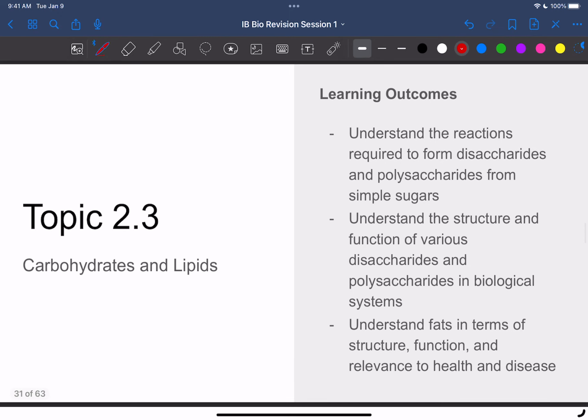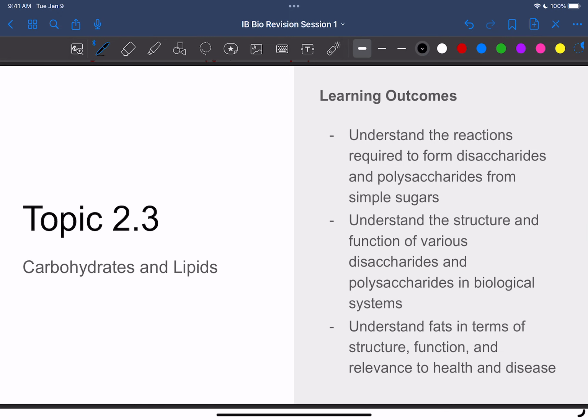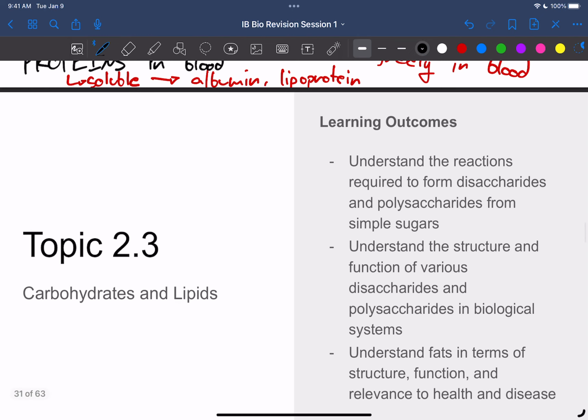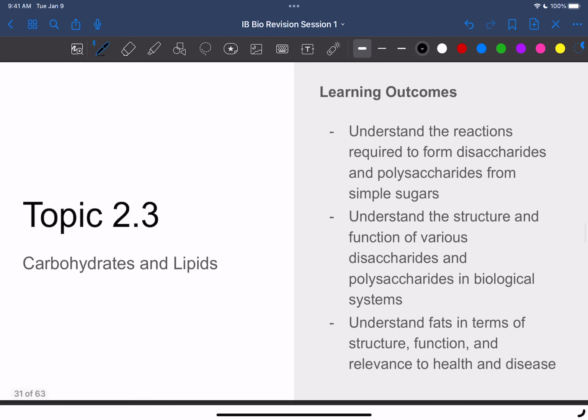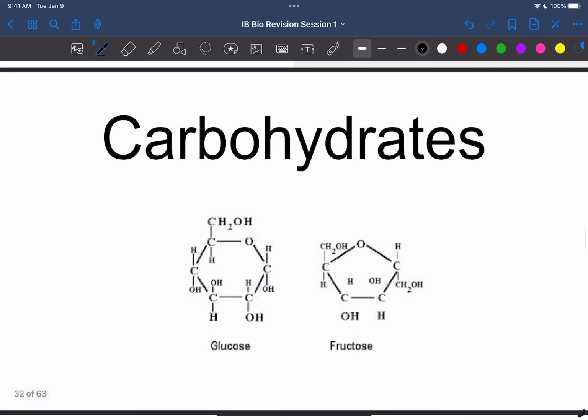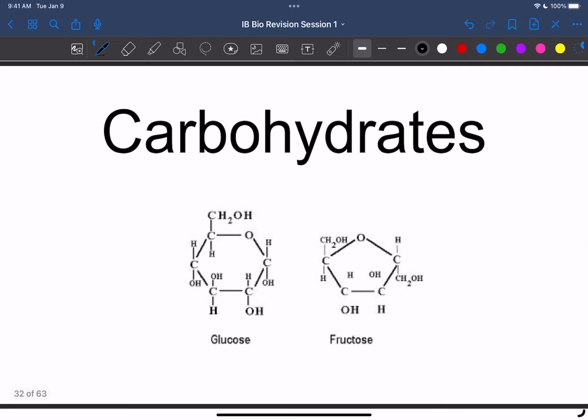And that is topic 2.3. Okay, now moving on, that was topic 2.2. Moving on to topic 2.3, we're going to do carbohydrates and lipids. And I see we're getting, it's not too bad. We're pretty good on time here. Here are your learning outcomes. So we're going to start with carbohydrates, and here are our examples. These are monosaccharides.